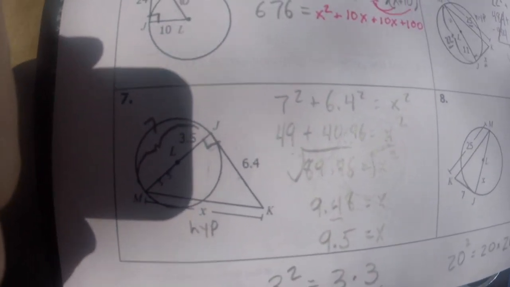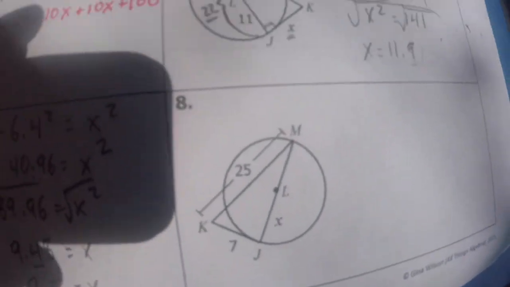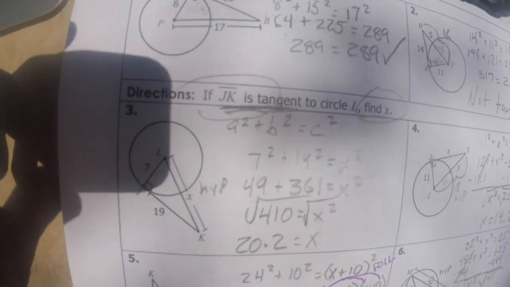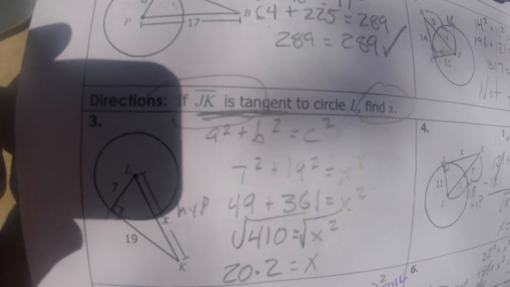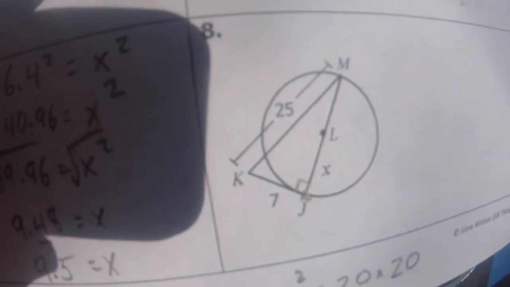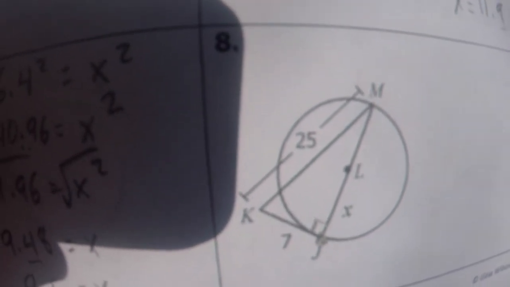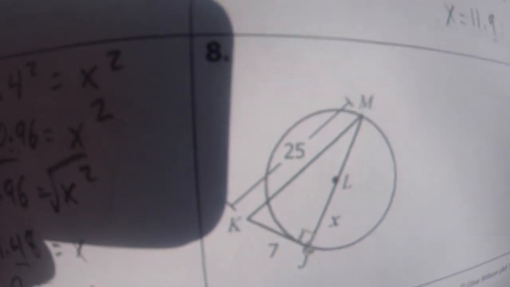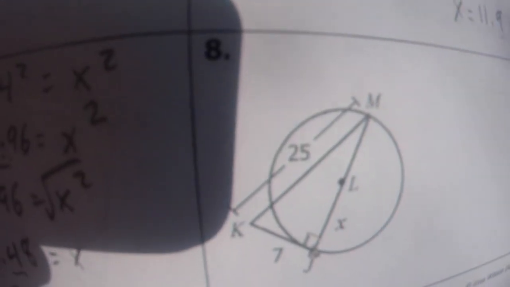Okie dokie. Moving on. Number 8. JK is the tangent line, just like all of these, because it says so in the directions. JK is tangent. So J is my point of tangency, because that's where it touches the circle, which means at this point of tangency there's a 90-degree angle, which means JMK is a right triangle. In order to solve for x, I could use the Pythagorean theorem.